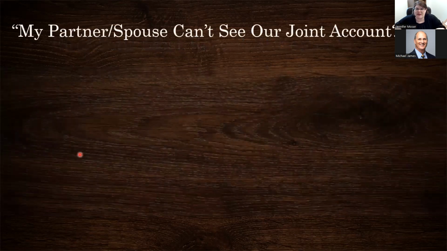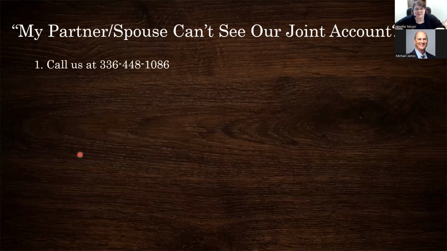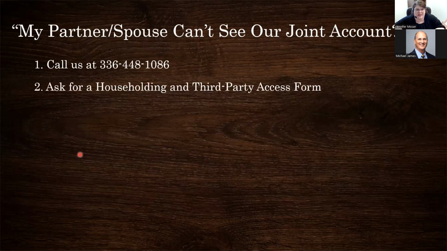All right, so one of the questions that service gets is, my partner or spouse can't see our joint account. Well, we can definitely help. The first step is to always give us a call at 336-448-1086. And you're going to ask for a householding and a third-party access form.